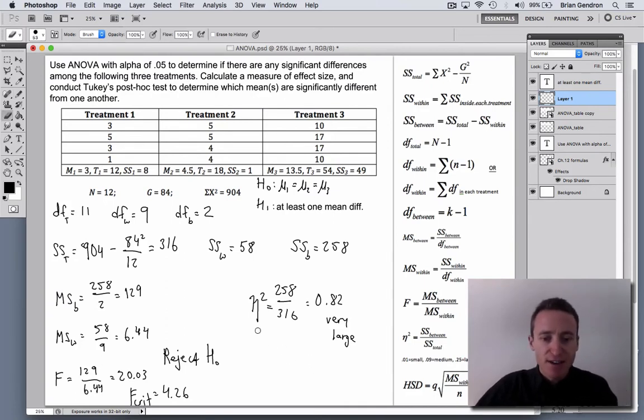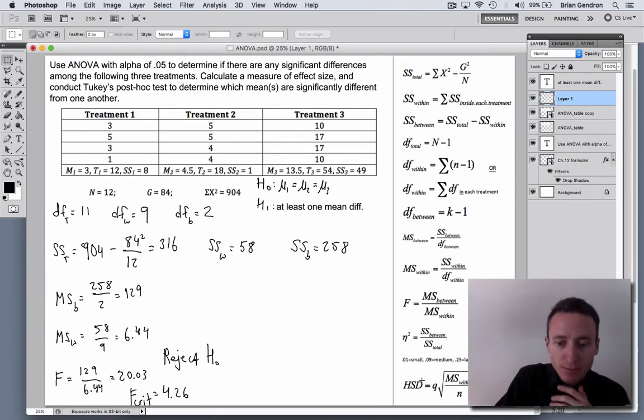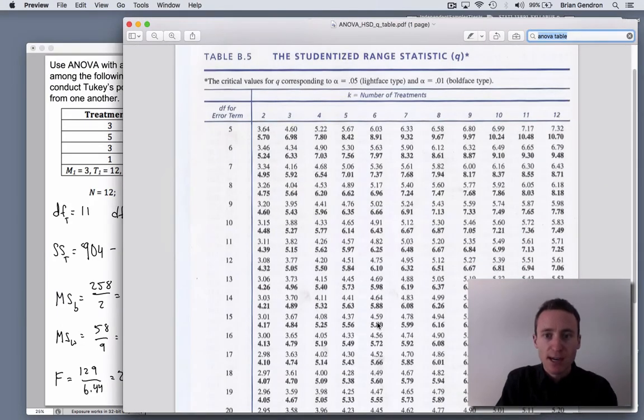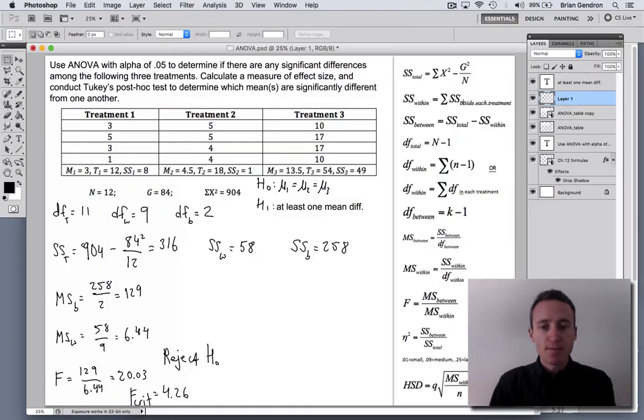So I'm going to erase the effect size calculations because we're done with that. And I'm going to focus now on this final formula down here, Tukey's honestly significant difference, HSD. And to use this formula, you need your Q table. So this is what the Q table looks like. The textbook calls it the studentized range statistic, but let's just call it the Q table for short. And this provides you with probability estimates for how big the difference between samples needs to be in order to be statistically significant.